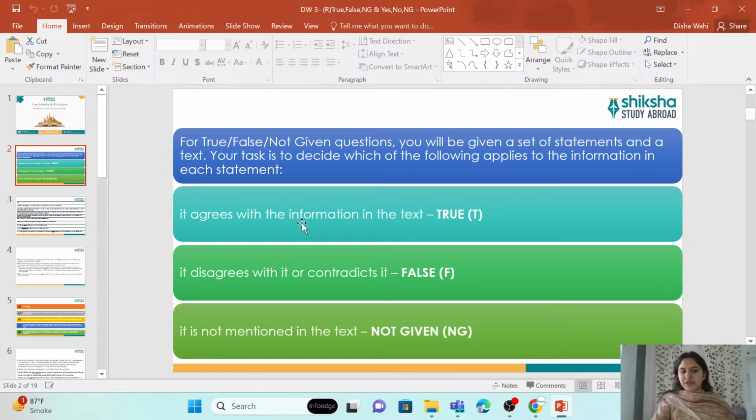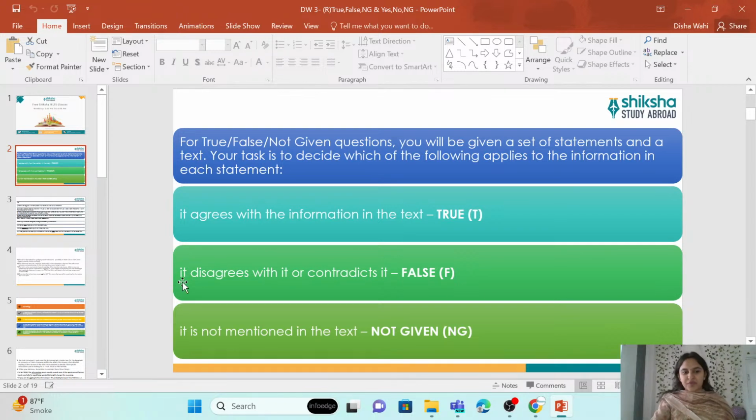So definitely if it agrees with the information in the text, that means it refers to the question here. So definitely the answer would be true. You will not be writing T, F and NG. Please write it in the full form, otherwise your marks will be cut even if you've given the right answer. So write it as the full form of T, that is true, false, and not given.